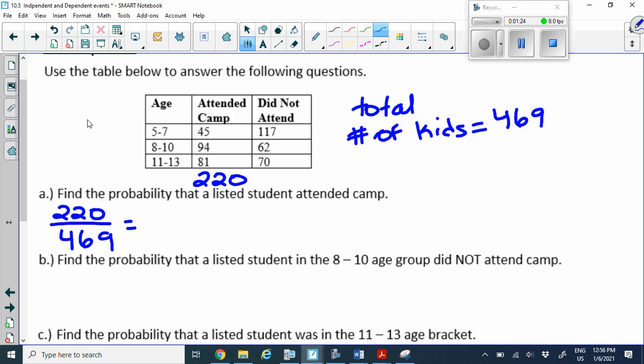Now don't forget, we want to write our final answer either as a simplified fraction or as a decimal. So our simplified fraction is 220 over 469, or our decimal can be 0.4691.